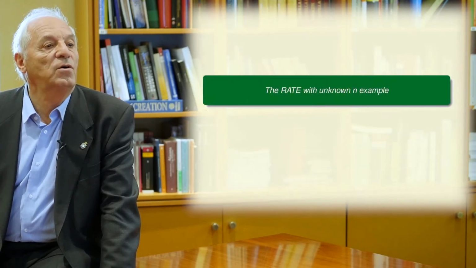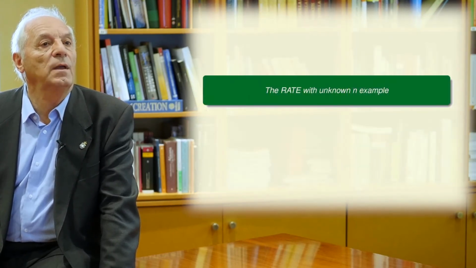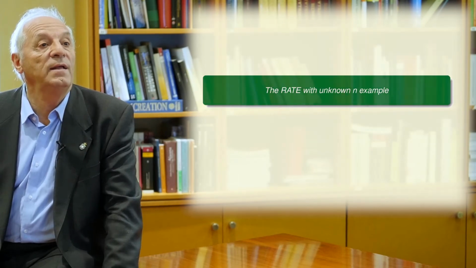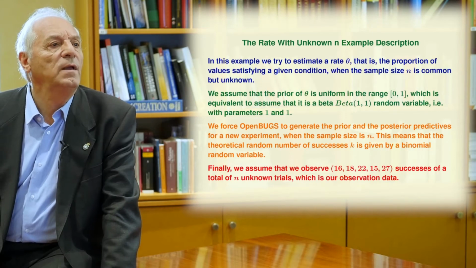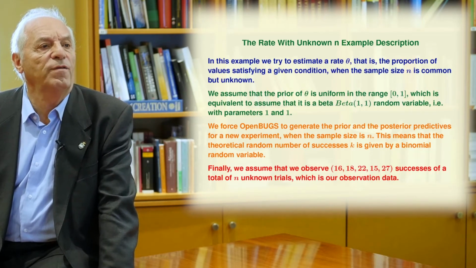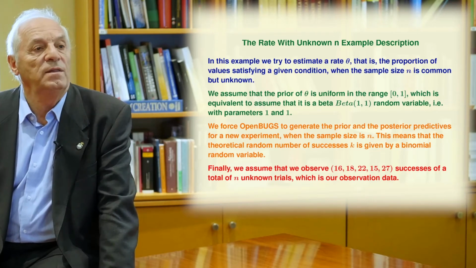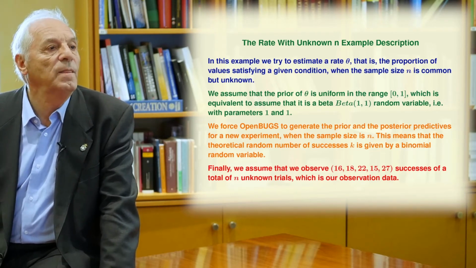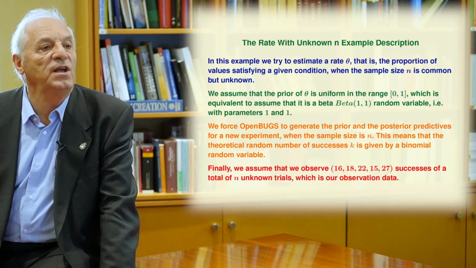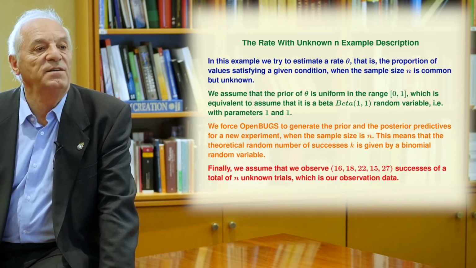In the case of n unknown, we have the following. We assume as before that the prior of theta is uniform in the range 0, 1, which is equivalent to assuming a beta 1, 1 random variable, and we force OpenBUGS to generate the prior and the posterior predictives for a new experiment when the sample size is n.